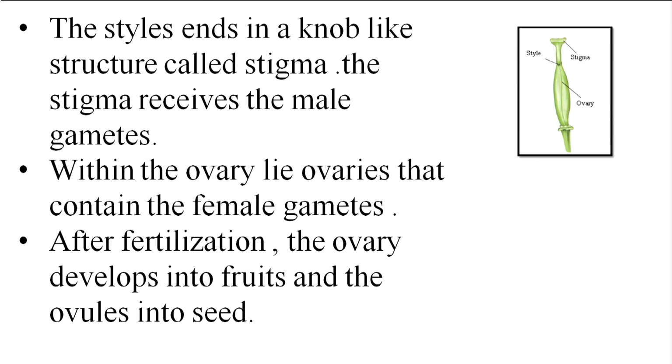So, you can see it has three parts, children. The first part, the swollen part, is called the ovary, and then a thin filament-like structure is formed, and that is called the style, and at the end of this you will find a knob-like structure that we call the stigma. All this, the style, stigma and ovary, we call the pistil, or it is also called the gynoecium. It is the female reproductive part of the plant.